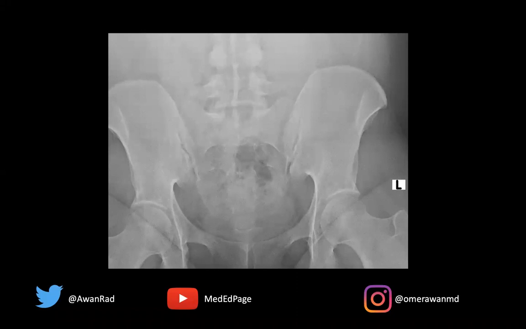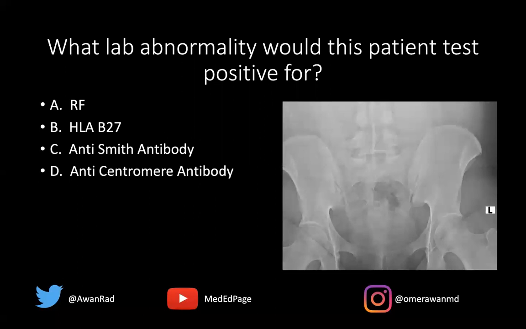Here we have a phenomenal case. We have a frontal or an AP view of the pelvis and the sacroiliac joints. And the question that I have is, what lab abnormality would this patient test positive for? Rheumatoid factor, HLA-B27, anti-Smith antibody, anti-centromere antibody. What lab abnormality would this patient test positive for?